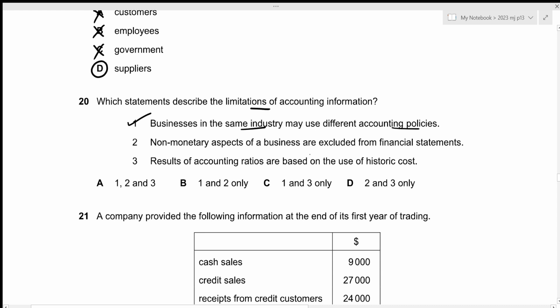The second one is non-monetary aspects of a business are excluded from financial statements. This is true because we do not really write down how skilled our employees are. Those are the non-monetary aspects, so we have no comparison for those things. The third one is results of accounting ratios are based on the use of historic cost. This is true as well because we only figure out the values for events that have already occurred, such as the sales and profit that have already been made, not the future or anticipated profit. So these are definitely based on historic cost. We're looking for 1, 2, 3, which is given in option A. That's the correct answer.